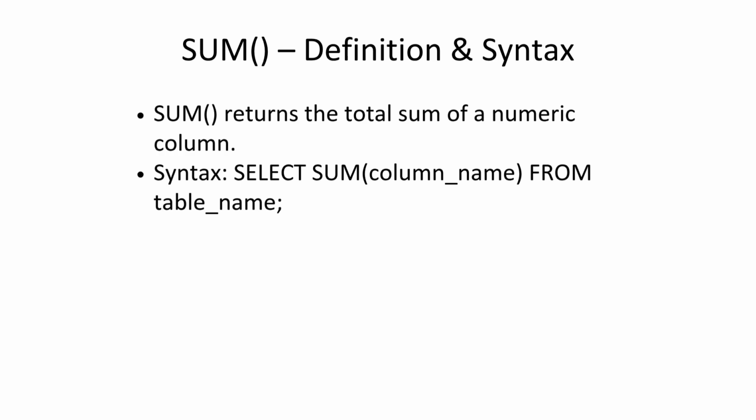Sum, definition and syntax. The sum function adds up all values in a numeric column. It's commonly used for totals like total sales, total salaries, or total quantity sold. The syntax is select sum in brackets column name from table name semicolon. This is especially helpful in financial or sales related applications.